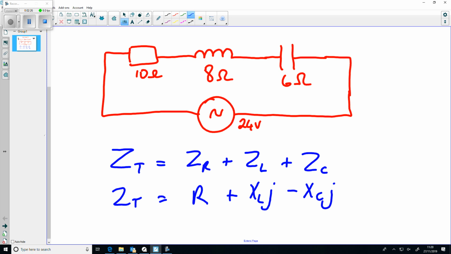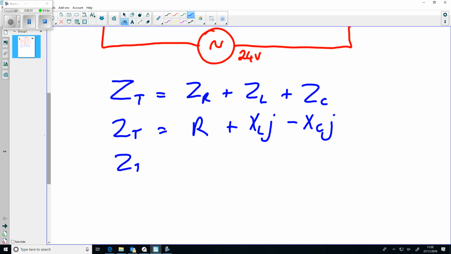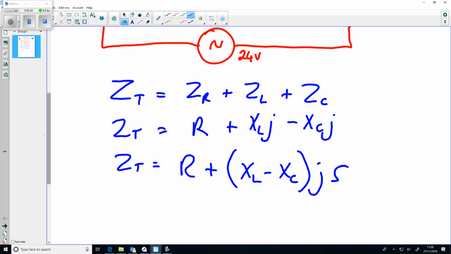The best way to bring that all together is to say that ZT is equal to R plus brackets XL minus XC, close the brackets, J ohms. The second line that you read, is that ZT or ZR? They're all ZT, total impedance. Remember all these ones.